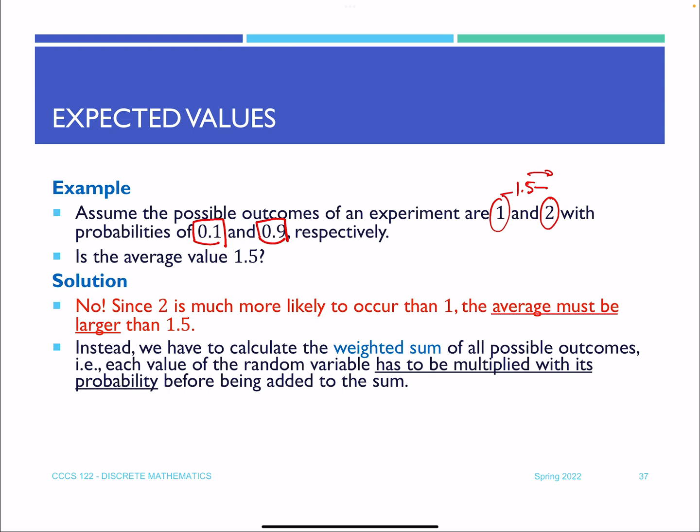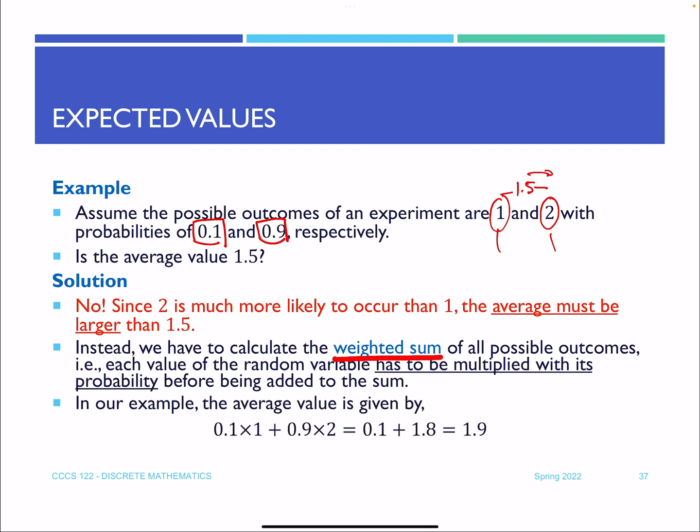So instead of just picking the number that's midway, or simply computing the arithmetic mean, what we do is we compute the weighted sum of all possible outcomes, which means each outcome, in this case 1 and 2, is weighted by its probability. It's multiplied by its probability before adding them to a sum. And here's what that looks like.